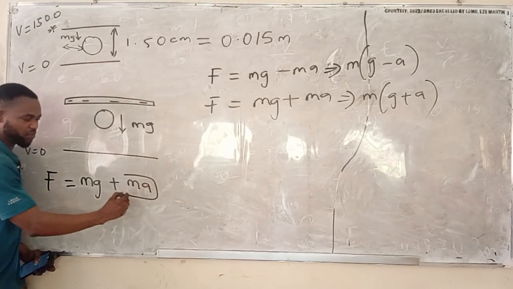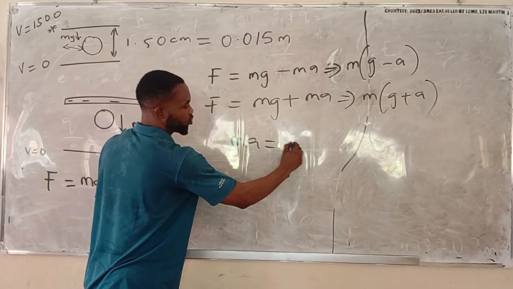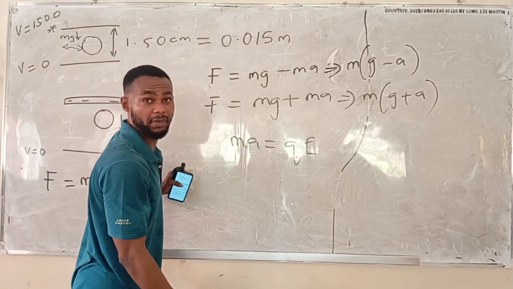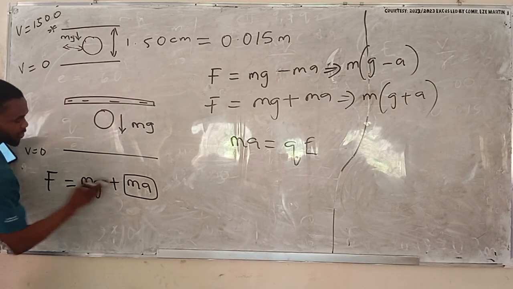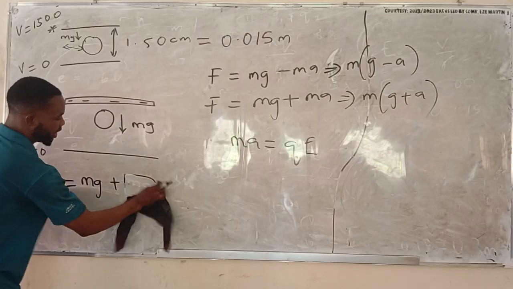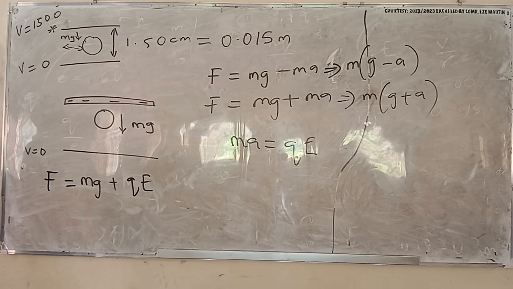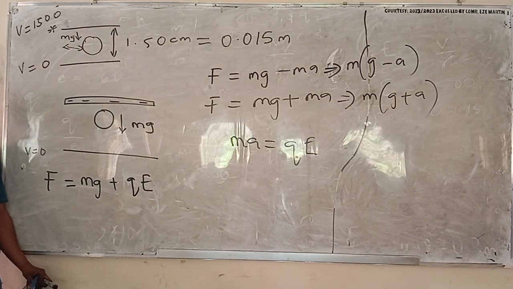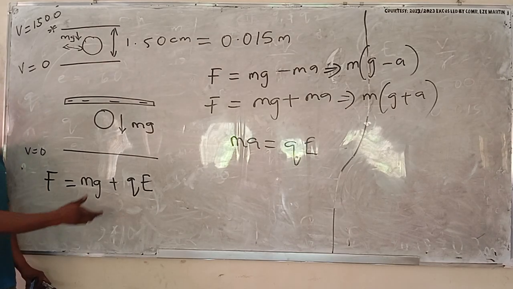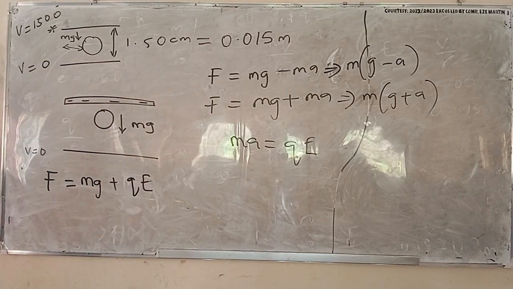But notice the whole of this force here. If you remember when we did ma equals qE, I'm going to replace this ma that I have here with qE, because we're talking about an electric field. That is the only difference from when it's in an elevator. So instead of mg plus ma, I'm now going to have mg plus qE when it's moving downwards. It's the same thing, the same principle.